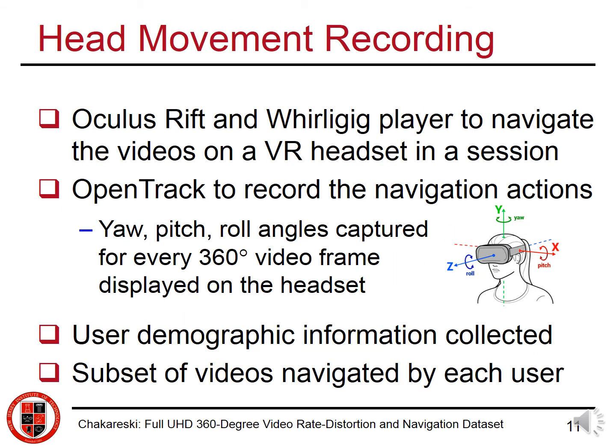We used the Oculus Rift and the WigglyGeek player to enable a user to navigate the compressed 360 videos on a VR headset during a head movement recording session. We used the OpenTrack software to record the navigation actions of the user, where precisely we capture the yaw, pitch and roll head rotation angles that uniquely describe the head orientation of a user for every 360 video frame displayed on the headset. We also captured user demographics information and we include it in the paper.